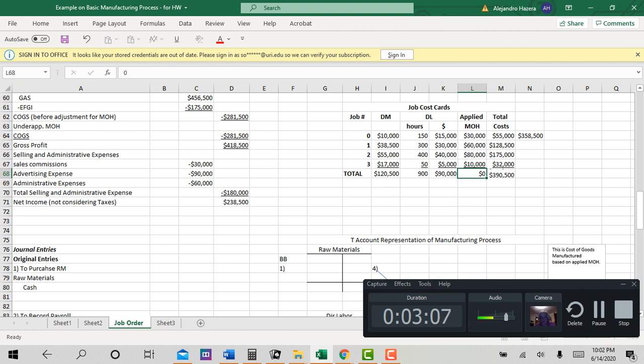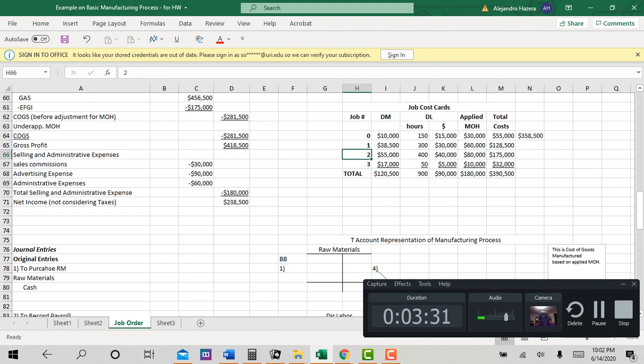So we've got 3 costs: total direct materials 120,500, total direct labor 90,000, and applied manufacturing overhead 180,000, applied at twice the labor dollars. So your total costs are 390,500.